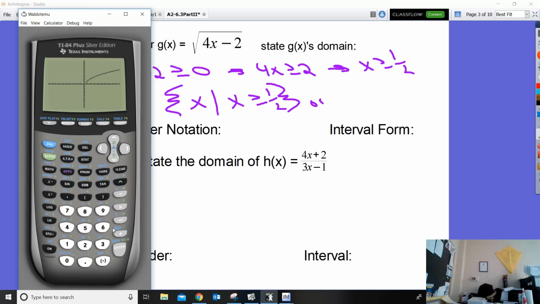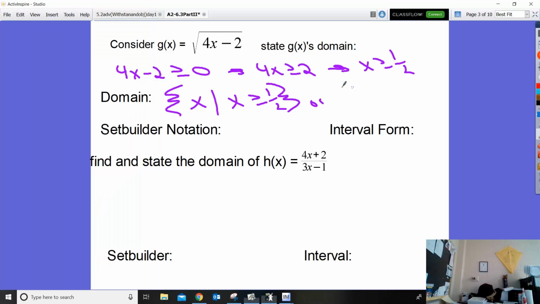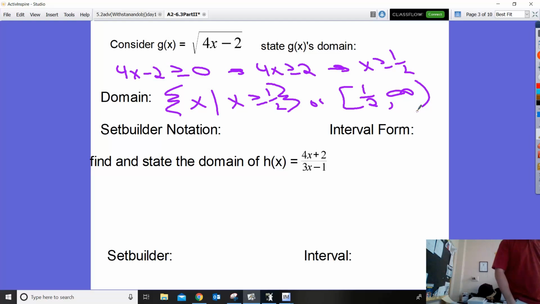So where does it eventually get to? Infinity. Now it actually starts at 1/2. That's an actual value. We used an equal sign in our inequality. And it runs forever right to infinity. That's the interval, bracket 1/2, because you can be that value all the way to the right until you hit infinity. And there's your two notations. First one was set builder, second was interval.